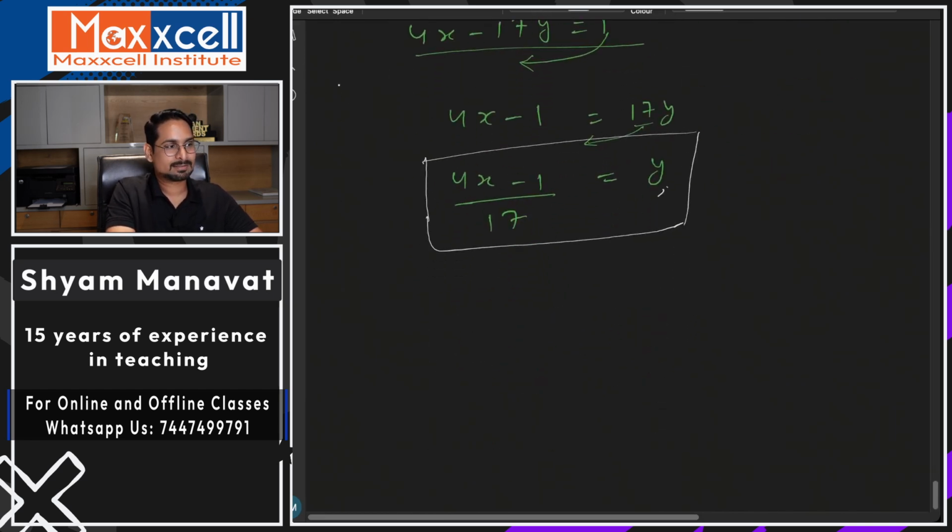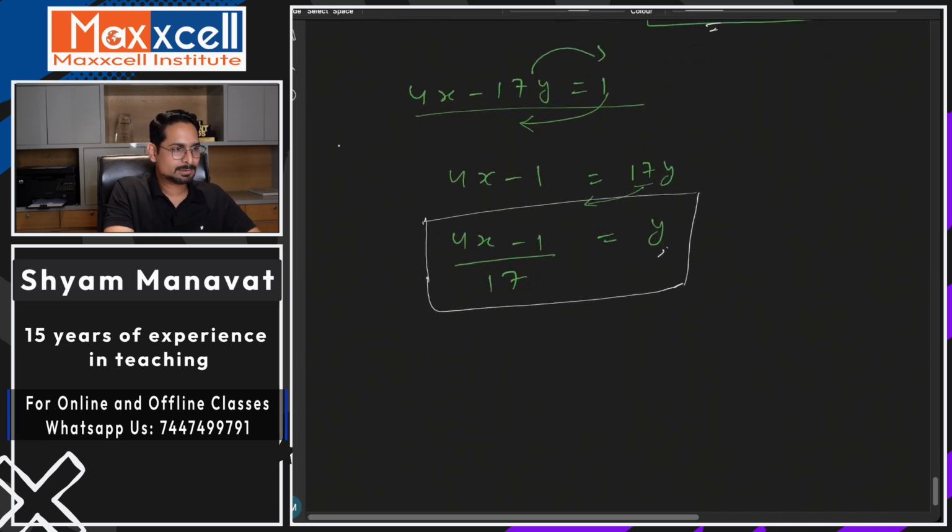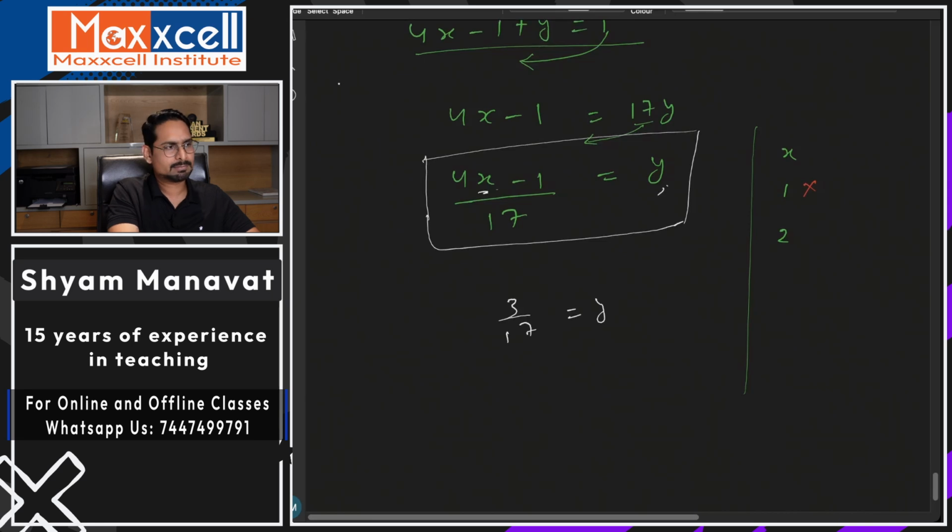Okay, so x could be anything more than 0. So we can start with easy numbers. So x I will try with 1. If I substitute x equal to 1, will this work? 4 into 1 minus 1, 3 by 17. Are you getting y as an integer? No, not working. x is equal to 2. Yes, try this out. 8 minus 1. It will definitely not work, because here 4x minus 1 has to be 17 or a multiple of 17. So smaller values won't work.